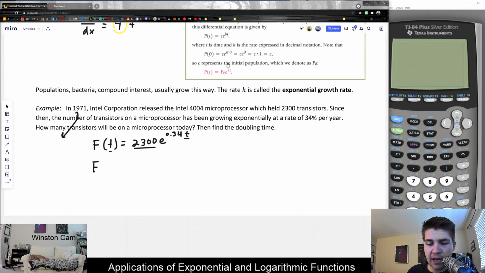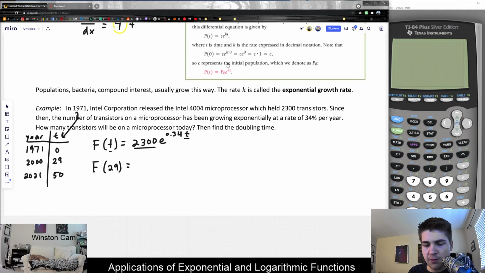So what I could remember is that for 1971, t is equal to 0. And so, let's say I wanted to know in 2000, that would imply that's 29 years later. So I want to know, well, what's f of 29 to find the year 2000? Or say I wanted to do 2021, that would be 50 years in the future. And so I would want to check f of 50.